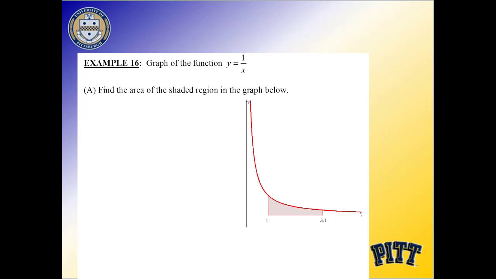So for instance here, 1 over x is that red graph. I'm starting at 1 going to 3.1. I'm looking for the area of that region right there. That's just going to be the natural log of 3.1.